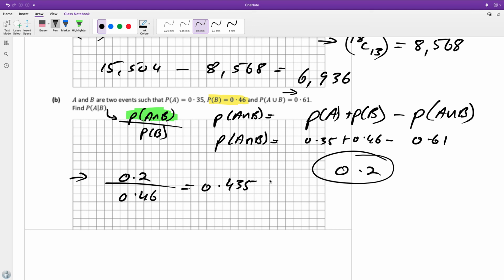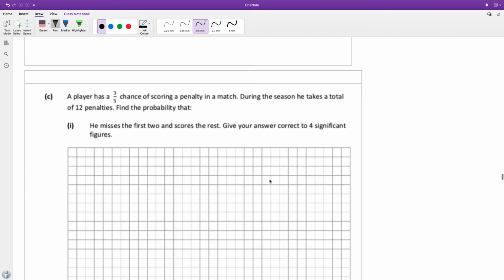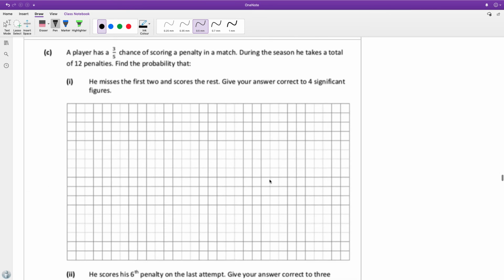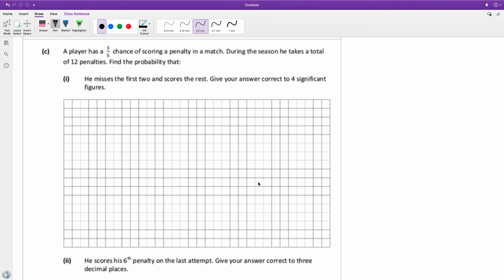Right, 10 minutes left. Off we go. Once again, see who's paying attention to me today. A player has 3 over 5 chances to score a penalty in a match. During the season, he takes a total of 12 penalties. Find the probability he misses the first 2, scores the rest. Give your answer correct to 4 significant figures. Find the probability he scores a 6th penalty on his last attempt. Give your answer correct to 3 decimal places.